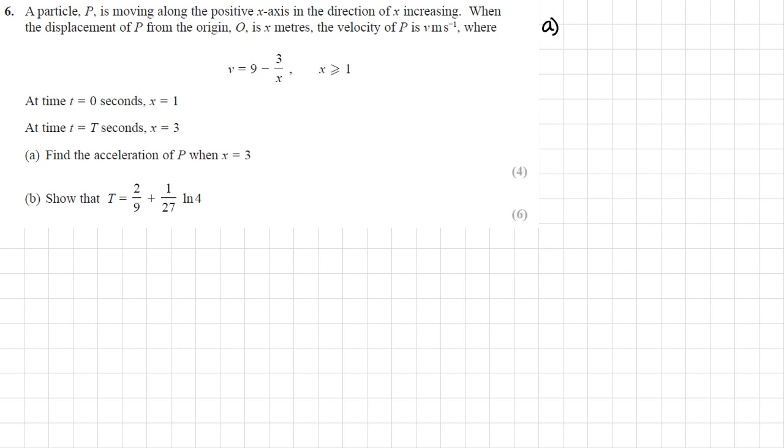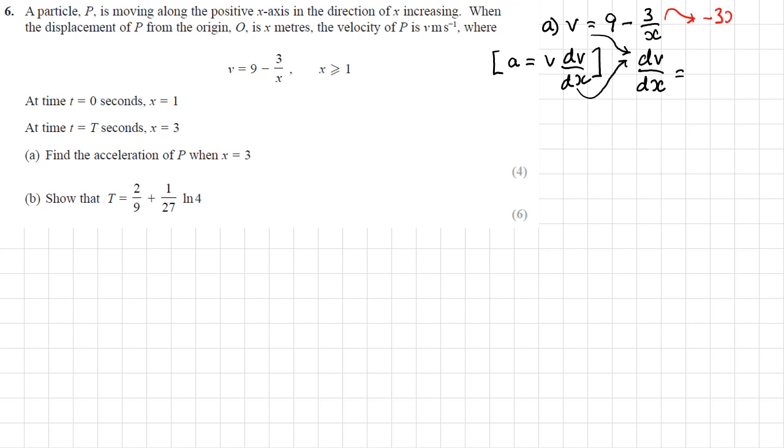Okay, so the first thing, let's just write down what we've been given. v is equal to 9 minus 3 over x. Now, we know that the acceleration a can be written as v dv/dx. And I can find this dv/dx part by differentiating what I've been given. So dv/dx, if I differentiate, the 9 is going to disappear. The negative 3 over x I could write as negative 3x to the power negative 1. So if I differentiate that, I'll be multiplying by negative 1, so it'll become positive, and then it will be x to the power minus 2. I'll write that as 3 over x squared.